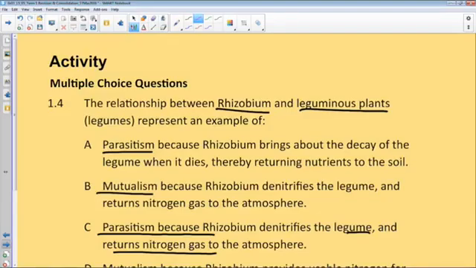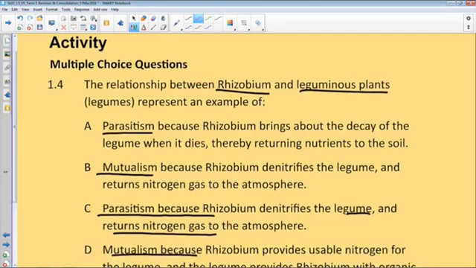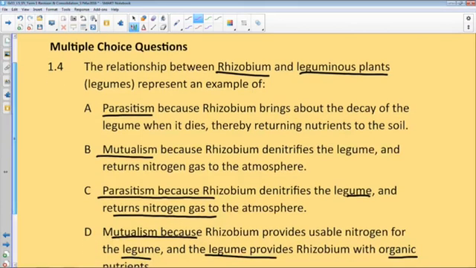Question number 4. The relationship between rhizobium and leguminous plants represents an example of... So guys, if we look at the options: parasitism, because rhizobium brings about the decay of the legume when it dies, thereby returning nitrogen to the soil. That's not true. It does not bring about the decay, so that's incorrect. Mutualism, because rhizobium denitrifies the legume and returns nitrogen gas to the atmosphere. That's not correct either. It's not that, it's nitrates into the soil. Parasitism, because it denitrifies the legume and returns nitrogen gas. It's not parasitism, guys. It is mutualism. And let's look at the last answer.